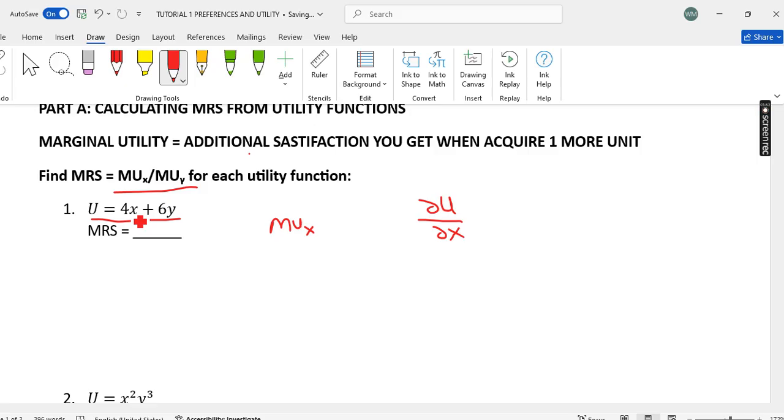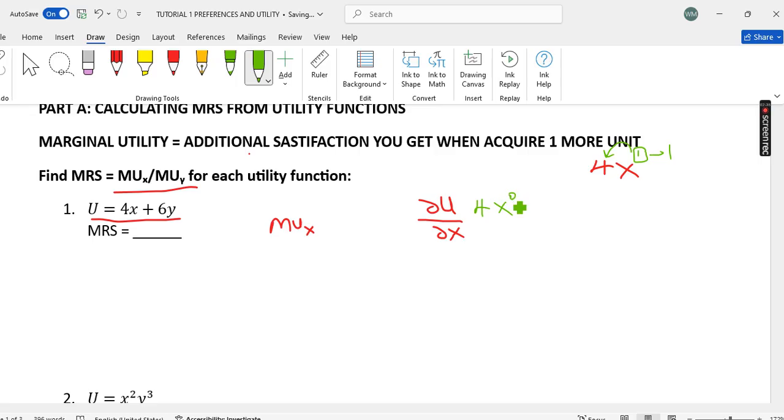So if any number doesn't have an x, it disappears. The only thing we're going to derive is 4x. If you remember deriving with the power rule, 4x is like 4x to the power 1. So with differentiation, the exponent multiplied by the coefficient number in front of the letter, 1 times 4, that is 4. Then subtract a 1 from the exponent, 1 minus 1, that is 0. So you get 4x to the power 0.